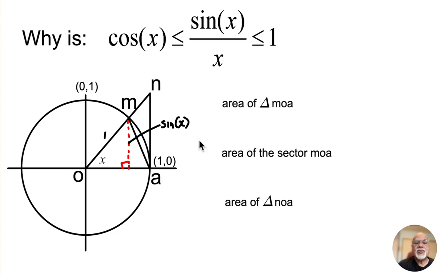All right, so the area of MOA would just be 1/2 the base, and the base over here is 1 because the radius is 1. So 1/2 the base times the height, which is that red line. So that's just sine x. And so this ends up being sine x over 2.